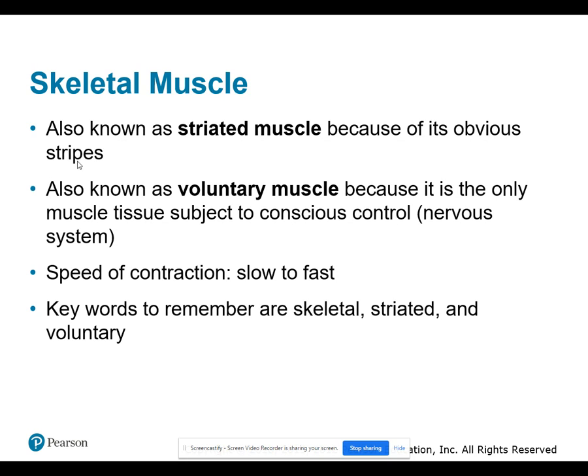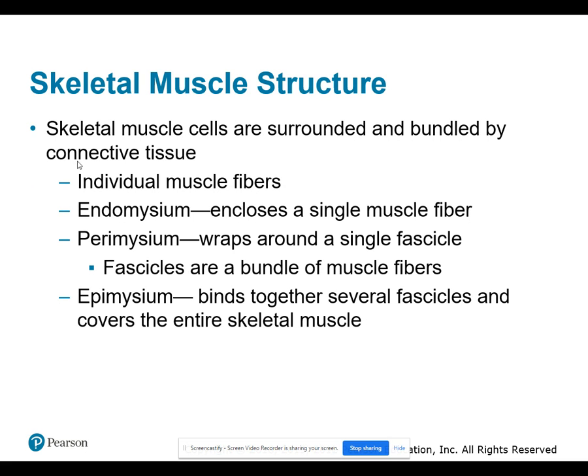Now, one thing on your notes is you're going to find that it's going to ask about what it's made up of, the tissues that make it up. Again, refer to that chart. And then the keywords for skeletal muscle are skeletal, striated, and voluntary. Now, we're going to talk about that structure, which was located on that table, but we're going to go into a little bit more detail about it. Skeletal muscle cells are surrounded and bundled by many layers of tissues. And this is the only muscle that really has so many layers. So I'm actually going to talk about these from the deepest to the most superficial.